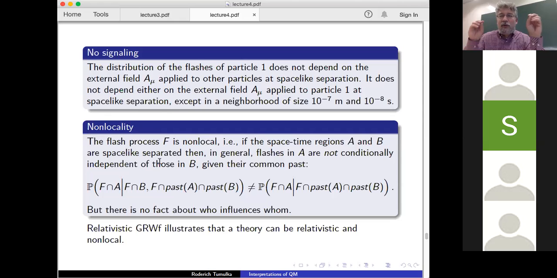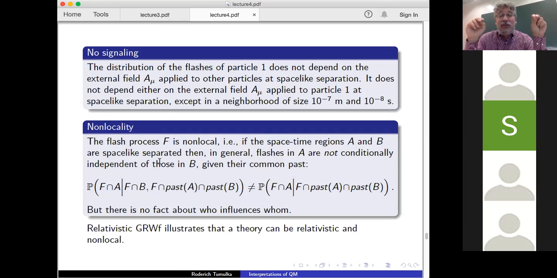That is, flashes over here and flashes over there, even if they occur at space-like separation. For example, for particle 1 and particle 2, they could occur at space-like separation. For a single particle, one was always in the future of the other, so they could not be space-like separated. But for two particles, they can be space-like separated. And then the joint distribution is not independent. The joint distribution is not a product.